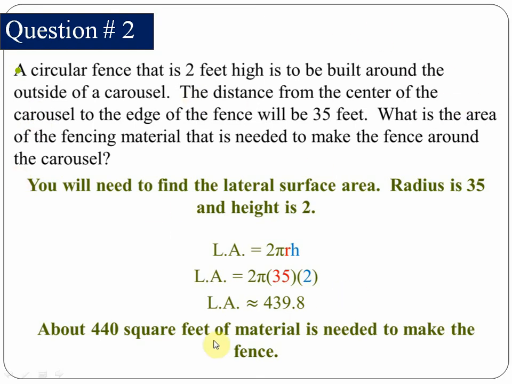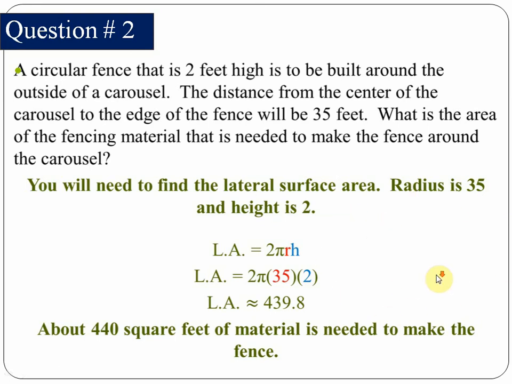This figure is basically the area of the sheet which is used to build this fence around the carousel. This is a real life example of the curved surface area. If you are going to mark a boundary around your ground or your garden, you have to build a fence. You just need the radius and the height of the fence, and you can calculate the total material required to build this fence around your garden. So this is the real life example, question number 2.